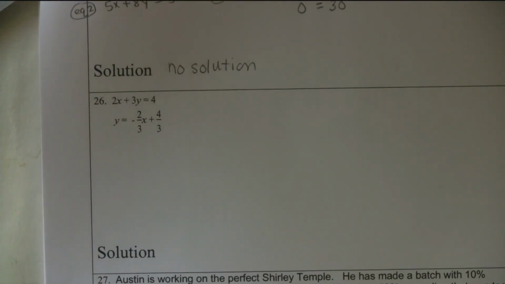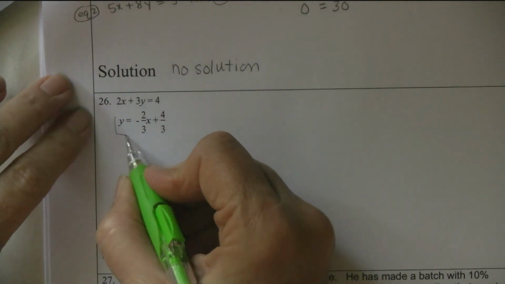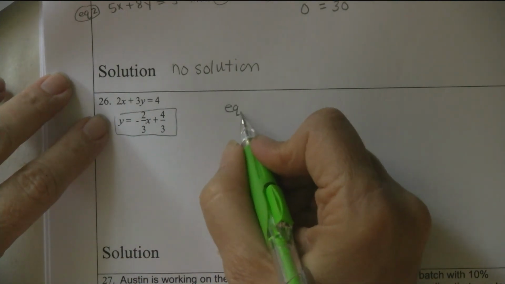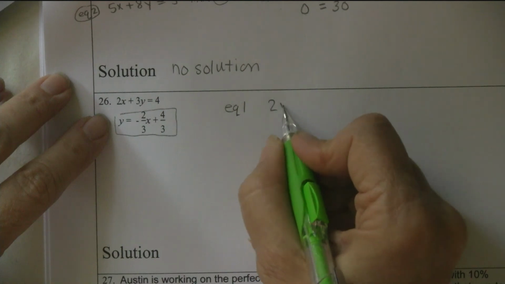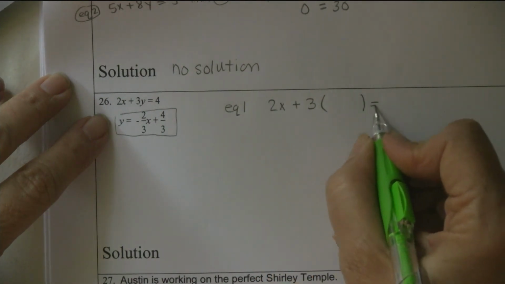Okay, so I'm going to check this one out and see how I do on it. It looks like it's set up to use substitution, and it's got some wicked fractions in it, but I think I'll live. Should I still substitute? Yeah, I think I'm going to. And so here's equation 1. So I write it down, 2x plus 3 times y, and then I'm going to leave room, equals 4.